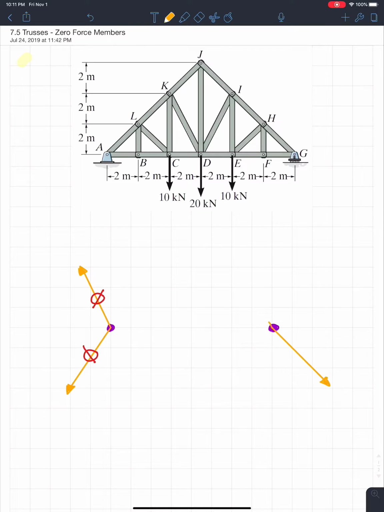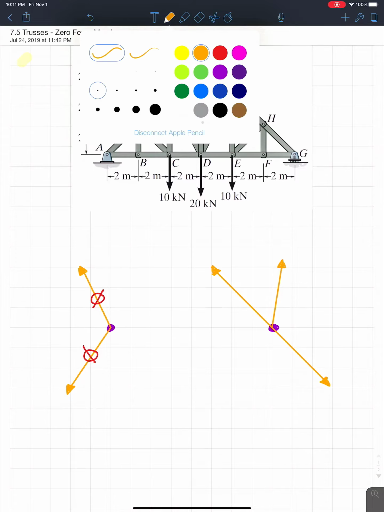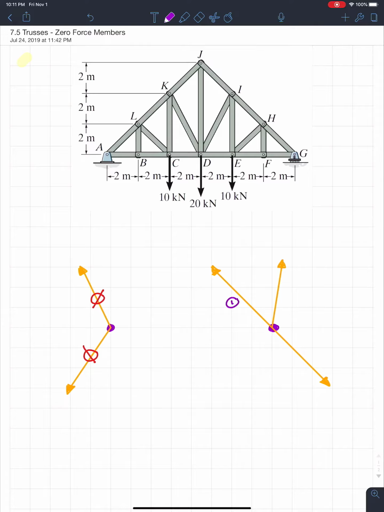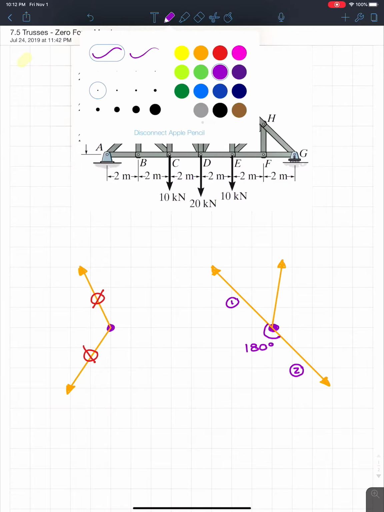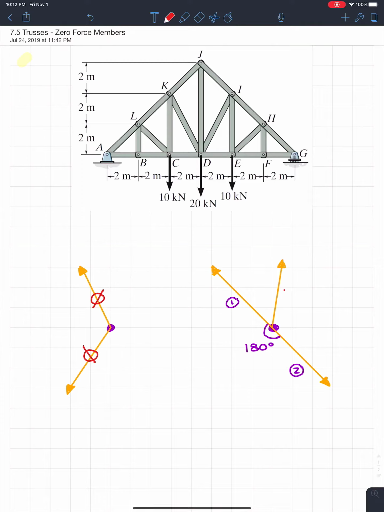For this one, there are going to be three members, and there's a trick to this. We have two members here, and we have a third one. The trick is that two of these members, let's say member 1 and member 2, are collinear. What this means is that they're at 180 degrees, running in line with each other. If that's the case, and there's no external load at this joint, and those two members run collinear with each other, then the third member is zero force. That one is what's going to lead the way into all the tricks.